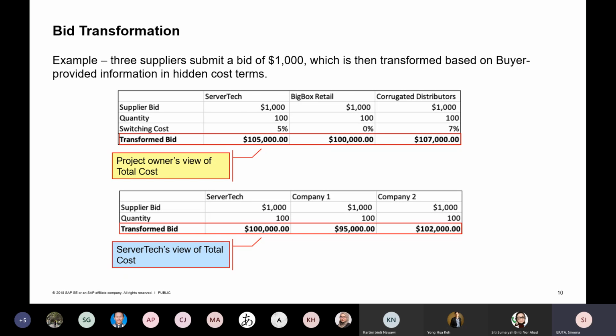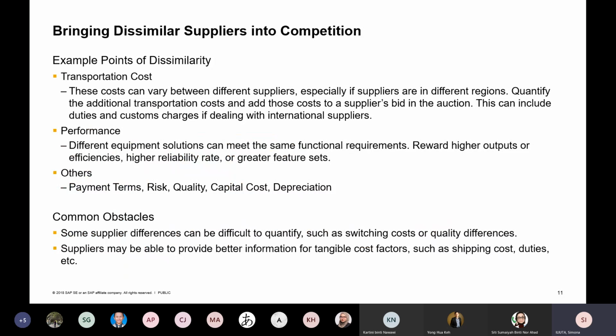This is one example. I have not seen very much the switching cost considered as a factor in bid transformation. In my experience, the elements that have been mainly used for transformation are the transportation cost. And these costs may vary between the different suppliers, especially if the suppliers are in different regions. Buyers quantify the additional transportation costs and they add them to the supplier's bid in the auction. These may include duties or custom costs if you're dealing with international suppliers.